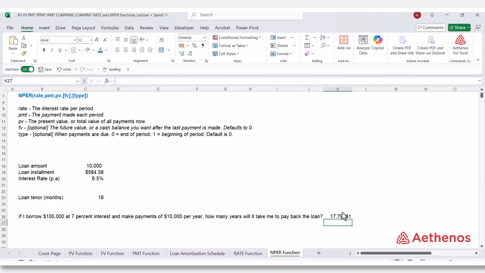If I want to calculate it in months, there are 17 years here. If I deduct 17 from this, the fraction of a year that I have is 0.79. If I take 12 months and multiply by 0.79, that's about 9.5 months. So it will take me 17 years and 9.5 months to pay off the loan.